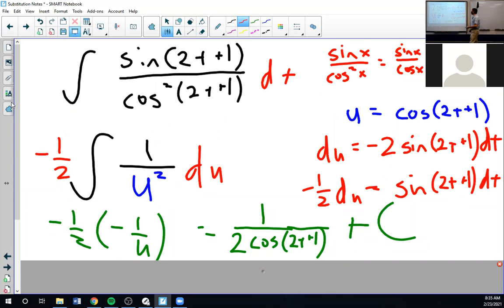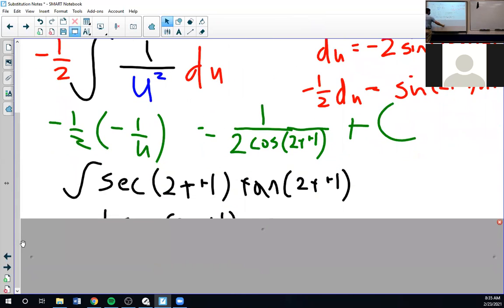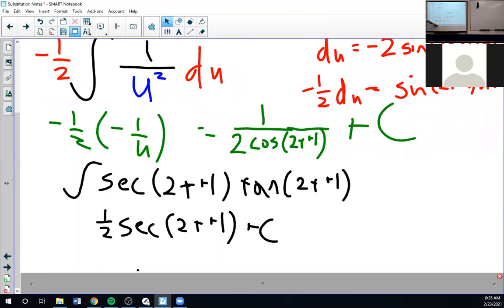So if I just split it up in terms of sines and cosines, well, sine over cosine is tangent. 1 over cosine is secant. And so this is really just a very fancy way of writing secant tangent. And the antiderivative of secant tangent is just secant. And then 1/2 to undo the chain rule, plus c, which is the same thing that I got up here. It's just writing 1 over cosine instead of writing secant.